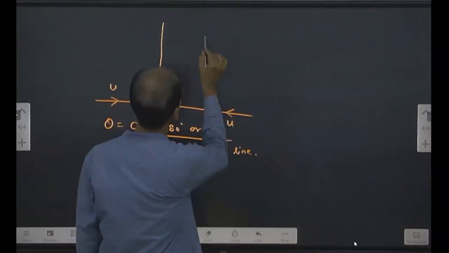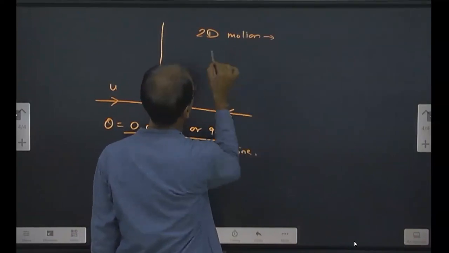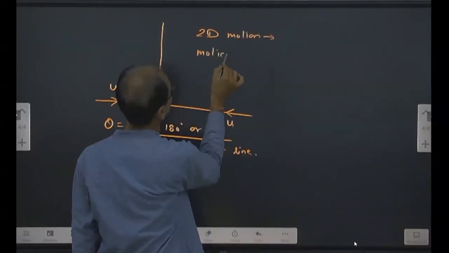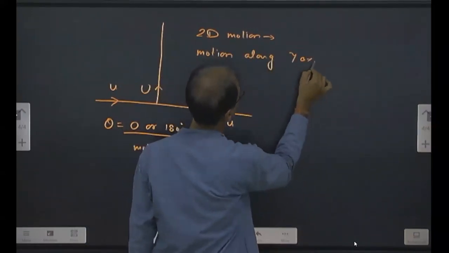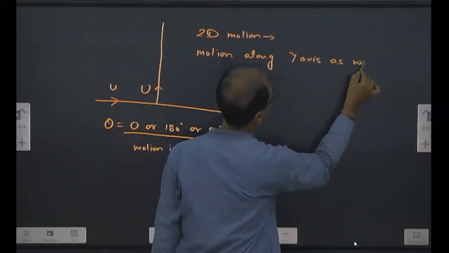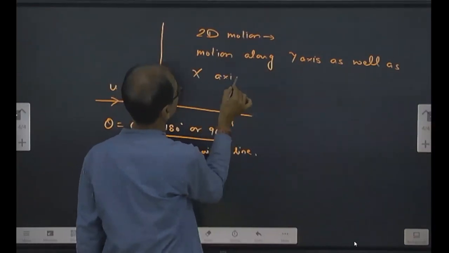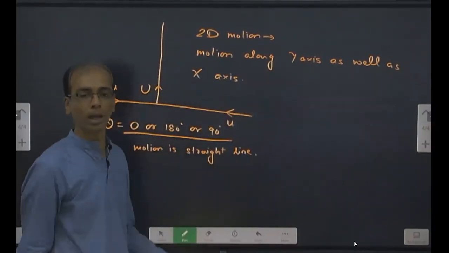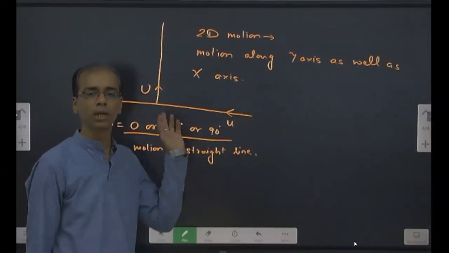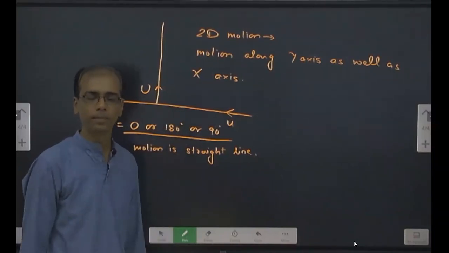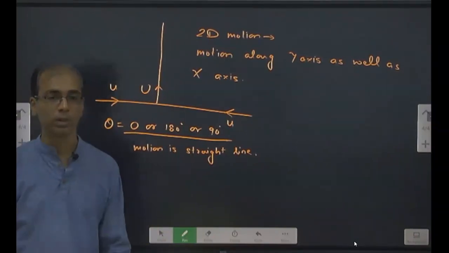So I'm writing it over here. 2D motion means what? Motion along two axes, so motion along the y-axis as well as the x-axis. That means motion vertically and horizontally also. In both directions you need to move, then only we'll call it 2D motion. Is that clear? Yes, sir. Okay. Note this information, then I am going to ask you one question.